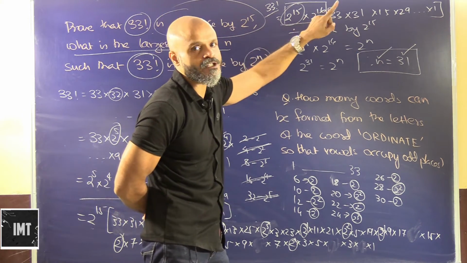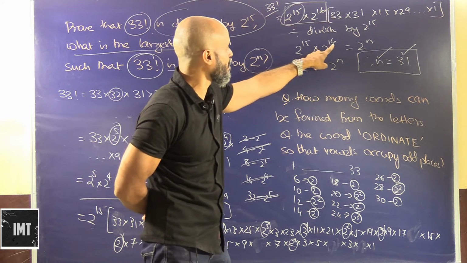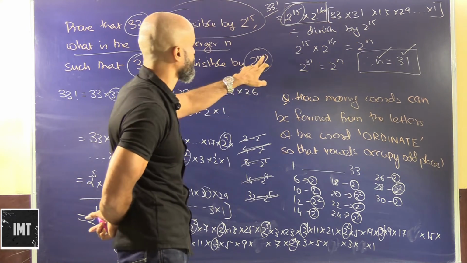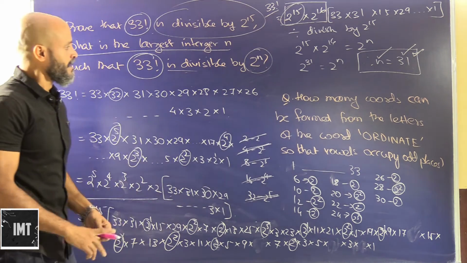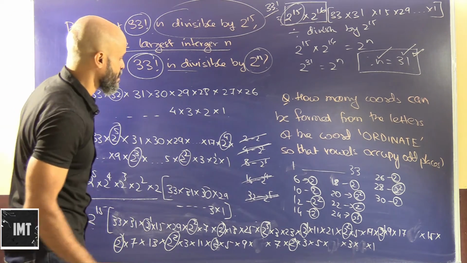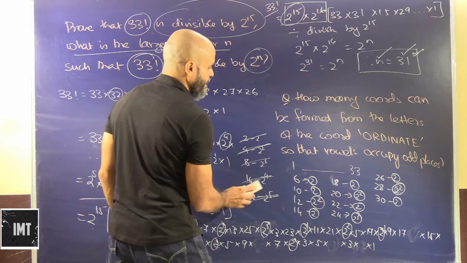So the number of factors we get as 2 is 2 to the power 16. This will be the highest number n. So here n is equal to 31. Okay, so that was about this question. We will move on to the next question here.